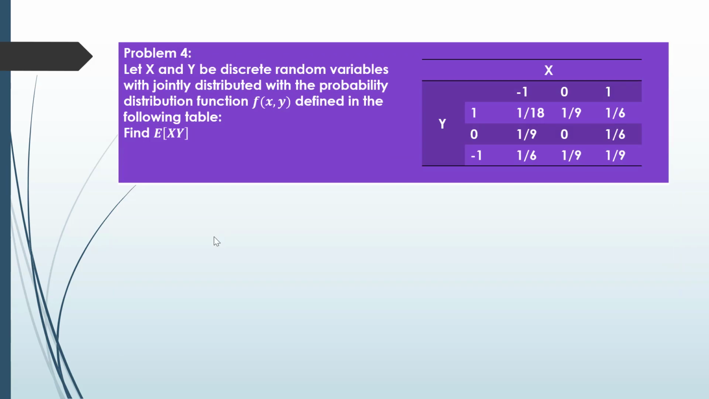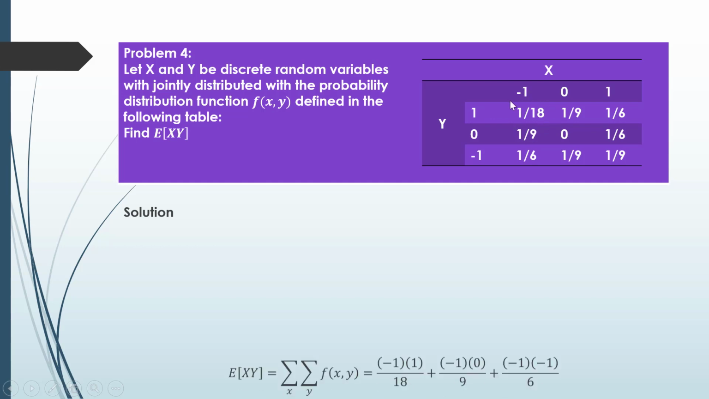Problem number 4. Let x and y be discrete random variables with joint probability distribution function f of xy defined in the following table. Find the expected value of xy. So for this question, we basically multiply its value of x with its value of y and their corresponding probability. So we start with -1 and 1. So -1 times 1 times the probability 1 over 18 is the first pair.